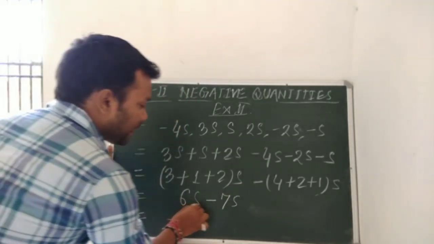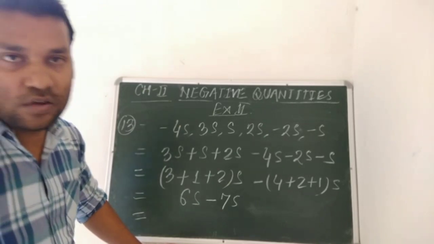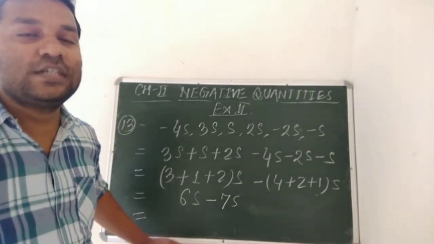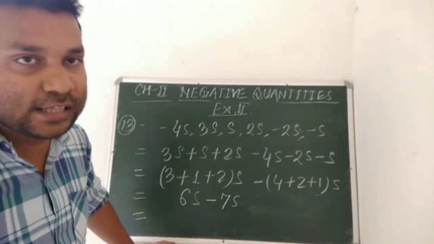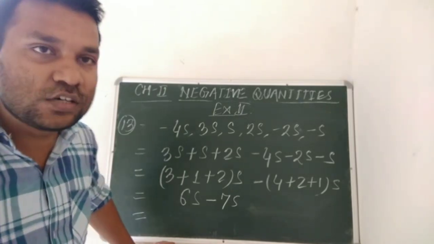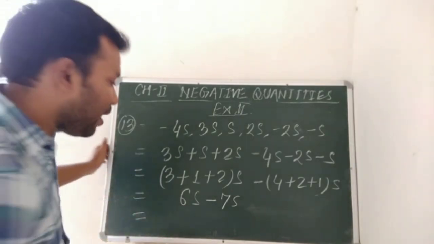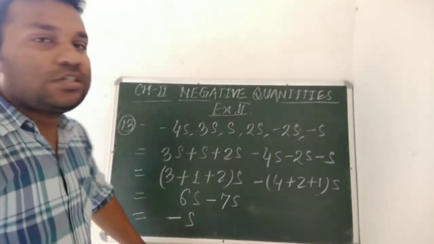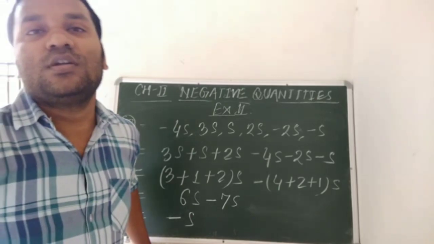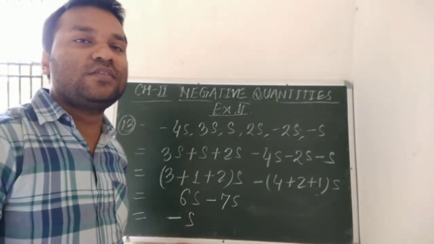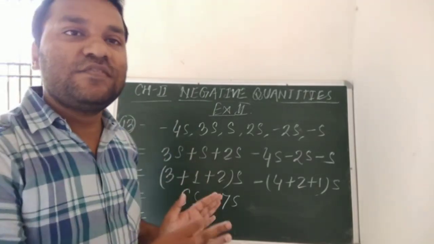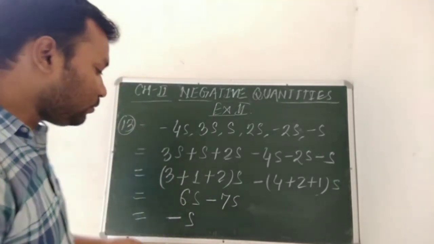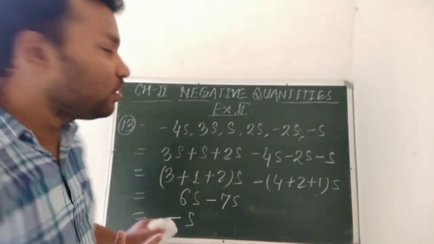That is 6s minus 7s. Now you can see here that both the terms are of different signs. So we will subtract them and take the sign of the greater quantity, that is 7, which is minus. So our answer will be minus 1s. Students, this is all about rule number 4, in which we have to collect all the positive terms together and all the negative terms together. Let's try to solve one more example.